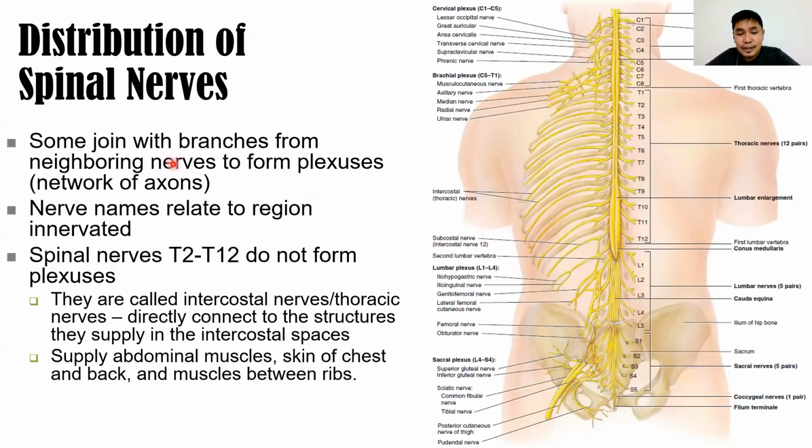Distribution of the spinal nerves. Some join with branches from neighboring nerves to form plexuses. So some nerves, no, some branches form neighboring nerves. So they will join together, form plexuses. Okay, once you term it as a plexus, it's a network. No? Connections na siya. Network of axons or nerves. The nerve names relate to the region they innervate. Okay? Kung ano yung pangalan ng nerve, they correspond to the region in the body that they innervate.